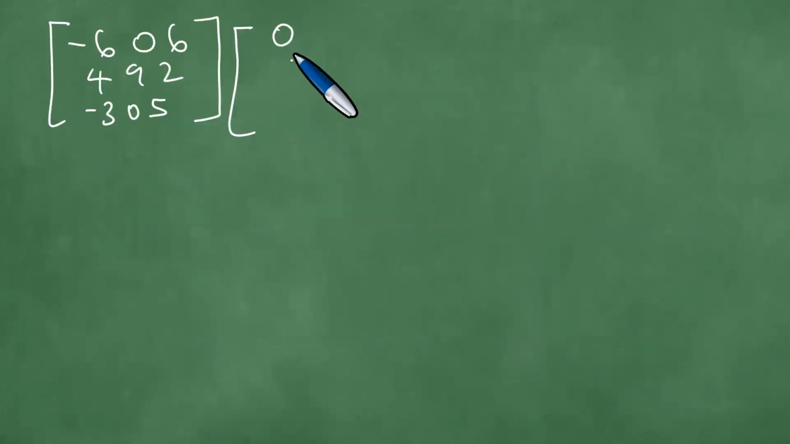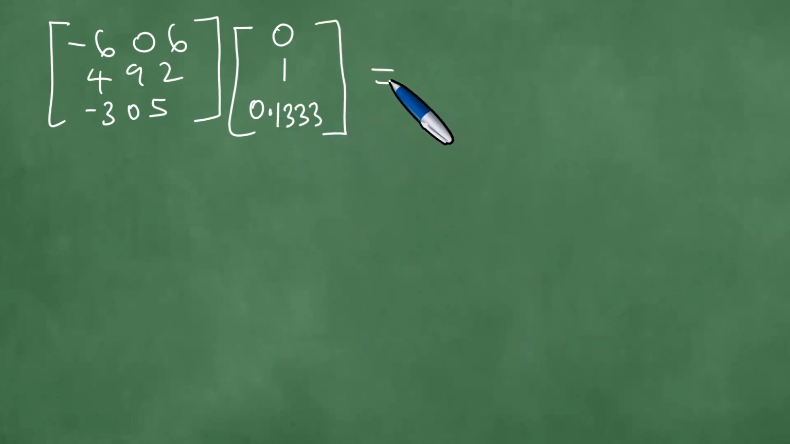So we have 0, 1, which is exactly now 0.1, like this. So what do we get out of these?